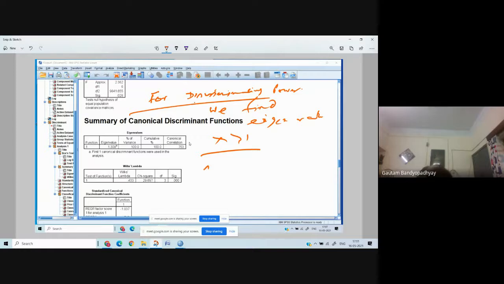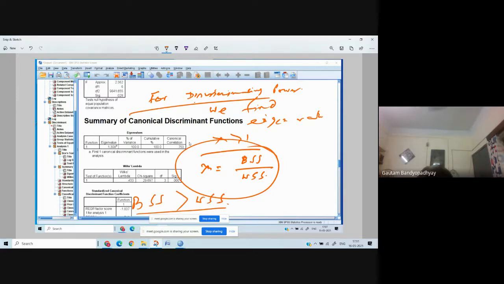So what is eigenvalue? It is nothing but the between sum of square by the within sum of square. If the between sum of square is greater than the within sum of square, then dividing gives a ratio greater than 1. So if the eigenvalue is greater than 1, there is some discriminating power. These are the only validation parts of discriminant analysis. I will show you.